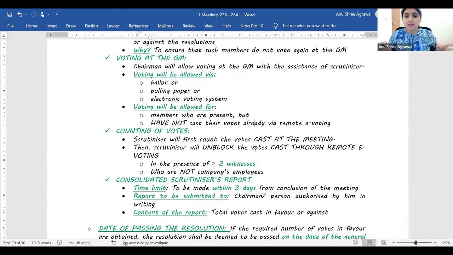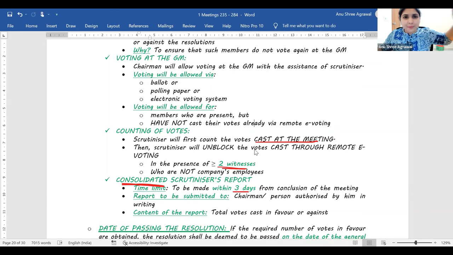Once this voting is done, the scrutinizer will first count the votes which were cast at the meeting. Then he will unlock the e-votes already cast, in the presence of two witnesses, and he will count. Then he will prepare a consolidated report. Why are we calling it a consolidated report? Because he will consolidate the e-votes and the votes cast at the meeting. He will give it to the chairman within 3 days.